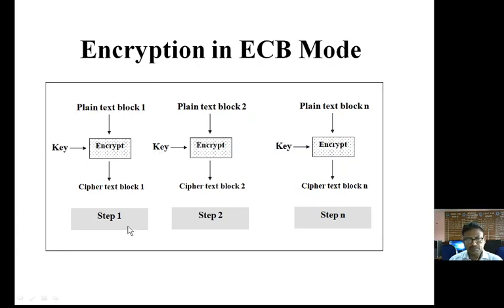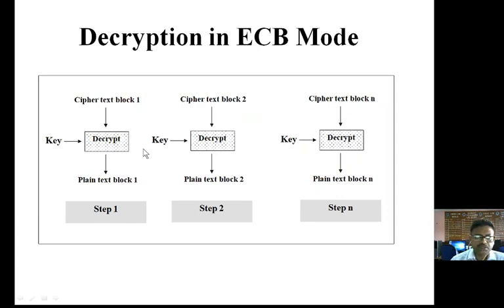So this is step number 1. This is step number 2. So what we do in ECB mode, whatever is the size of the plain text, it is divided into 64-bit blocks, and each block is encrypted at a time to get the ciphertext block 1, 2, 3, and so on. So this is how the encryption process happens in ECB mode.